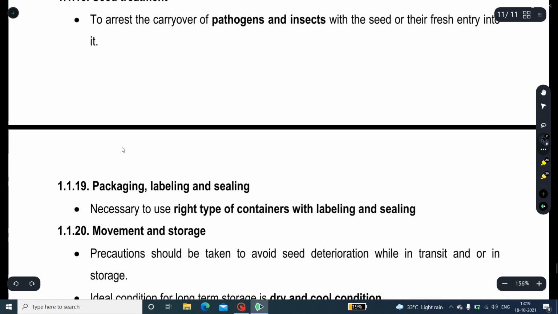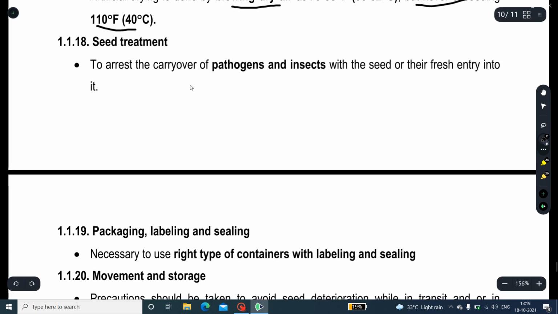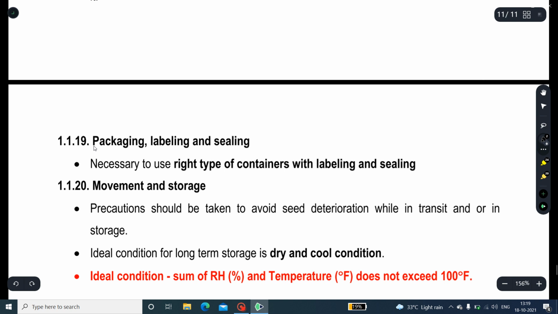And the next important one is seed treatment. Seed treatment with fungicide and insecticide is done to arrest the carryover of pathogens and insects with the seed and their fresh entry into it. And the final one is packaging, labeling and sealing. It is necessary to use the right type of containers with labeling and sealing in the prescribed manner for maintaining seed moisture content at the proper level.